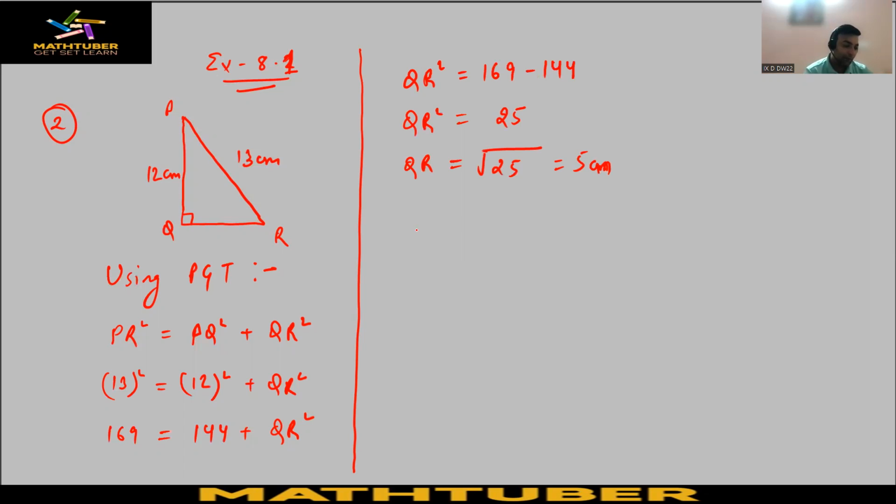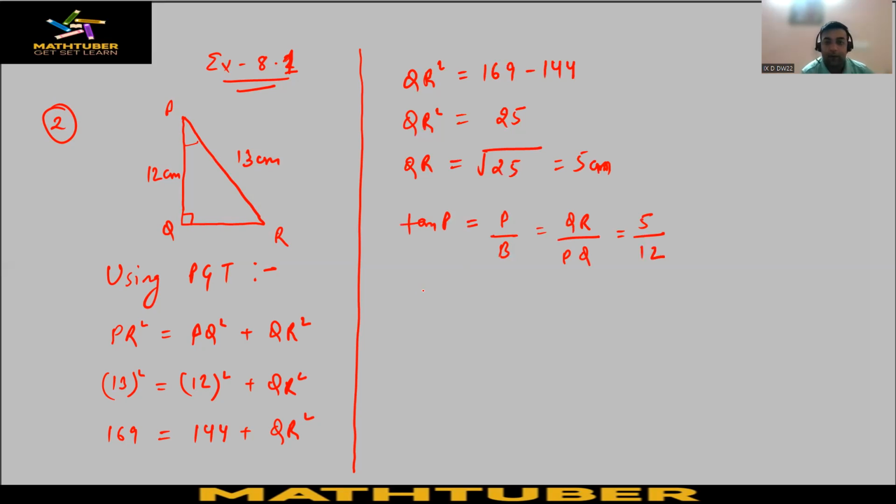So now we have to find out the value of tan P minus cot R. First of all, we will find out tan P here. According to angle P, tan P is basically perpendicular upon base, and according to this angle P, perpendicular is QR and base is PQ. So it will be 5 upon 12.